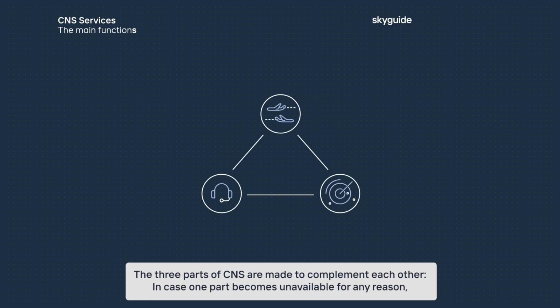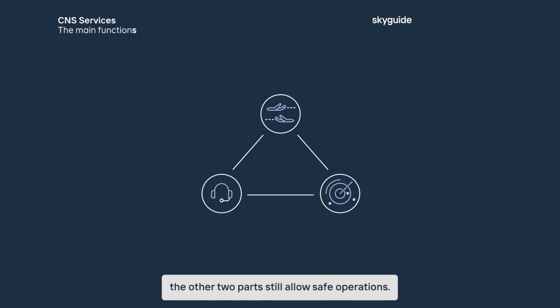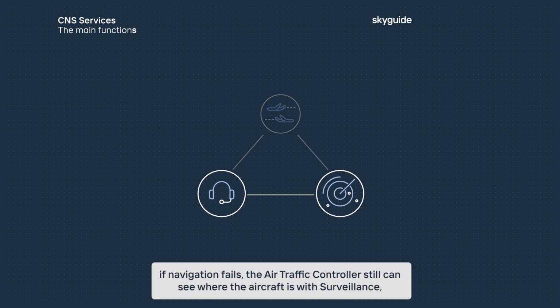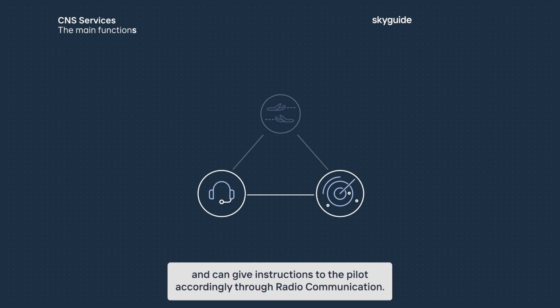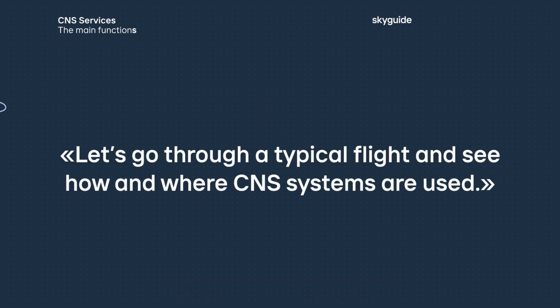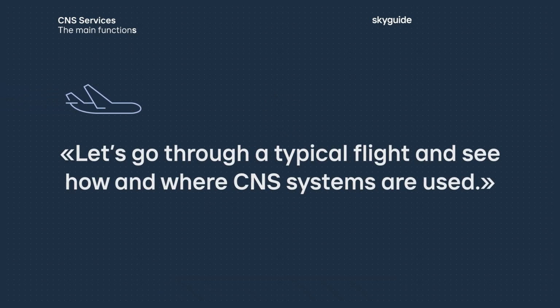The three parts of CNS are made to complement each other. In case one part becomes unavailable for any reason, the other two parts still allow safe operations. For example, if navigation fails, the air traffic controller still can see where the aircraft is with surveillance and can give instructions to the pilot accordingly through radio communication. This is rarely the case though, and each part has one or multiple backups in place. Let's go through a typical flight and see how and where CNS systems are used.